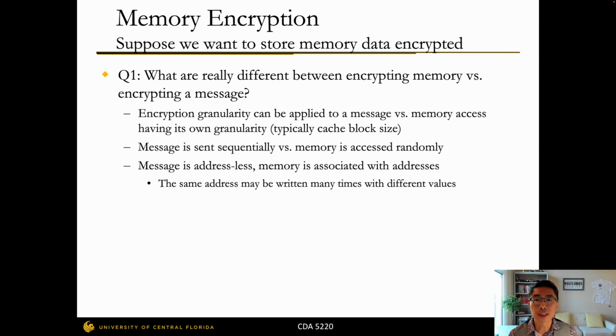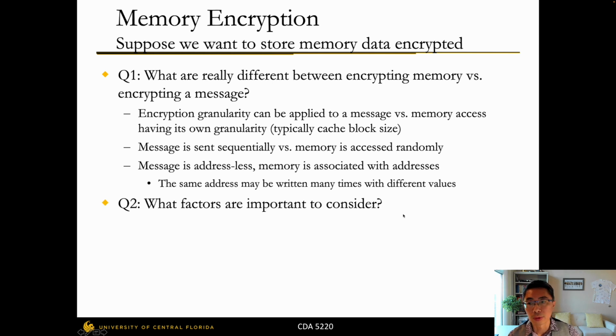The final thing is that because memory is associated with addresses, you can have a situation in which the same address may contain many different data values depending on the time. You could be writing different data values to the same address over time, and it generates many different data values. What other factors are important to consider?